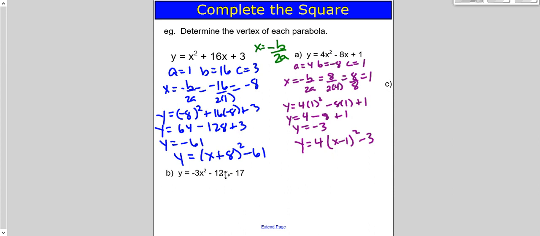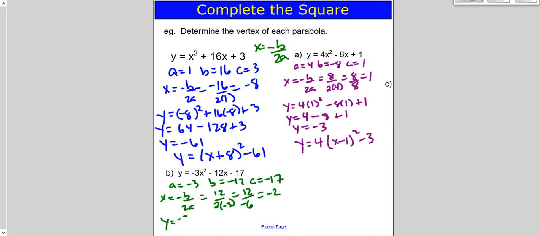Okay, let's try this one. So, same thing. a equals negative 3, b equals negative 12, c equals negative 17, and x is equal to negative b over 2a, which is going to make that a positive 12 over 2 times negative 3. So 12 over negative 6, which is a negative 2. And so wherever there is an x, I'm going to put in a negative 2.